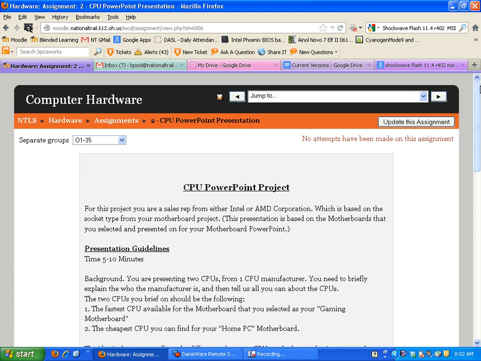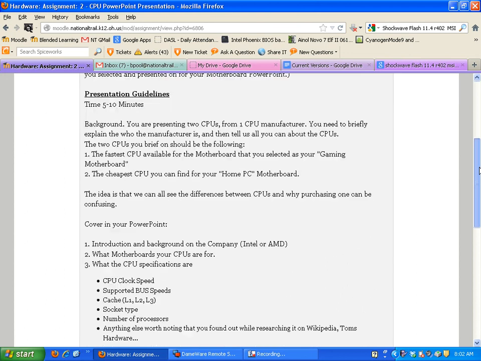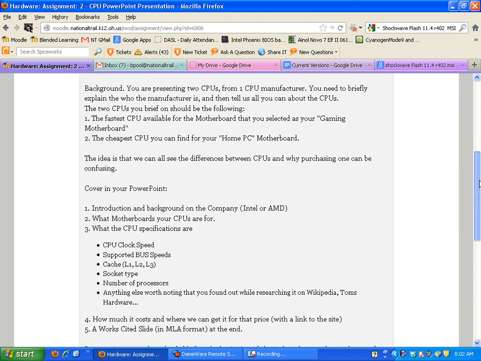So for this project, you're a sales rep from either Intel or AMD, based on the socket type for your motherboard. The presentation is based on those motherboards that you already gave. Presentation time is 5 to 10 minutes. You're presenting 2 CPUs from one manufacturer. You're from Intel, and you're going to sell us a CPU for the home PC and a CPU for the gamer PC. You want to give us the fastest available one for your gamer.